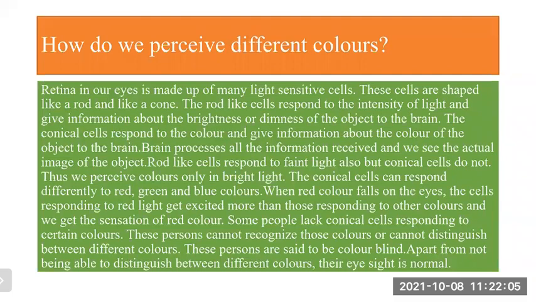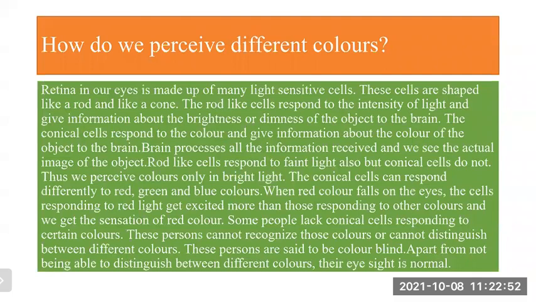Now we know that the retina is made up of light sensitive cells, this we have studied. Now these cells are shaped like a rod and like a cone. Got it? So in the retina, we have two types of cells. Some are rod-shaped and some are cone-shaped. Now what do the rod-like cells do? The rod-like cells respond to the intensity of light and give information about the brightness or the dimness of the object to the brain. Got it? What is the role of the rod-like cells?